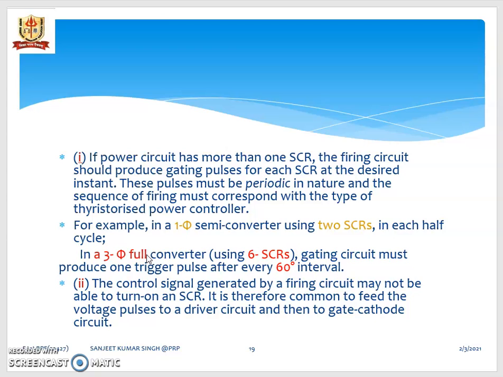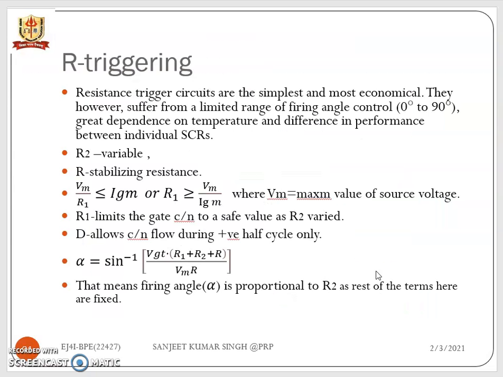Similarly, a three phase full converter which makes use of 6 SCRs or thyristors will have the gating pulse received for each SCR at an interval of 60 degree. And sometimes what happens, this gating signal obtained from firing circuit might not have enough magnitude to turn on the SCR or the power device. So the signal is first fed to a driver circuit which may consist of a pulse amplifier, and then it is applied to gate cathode circuit.